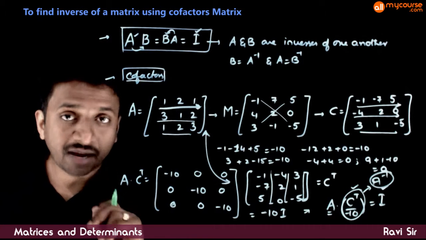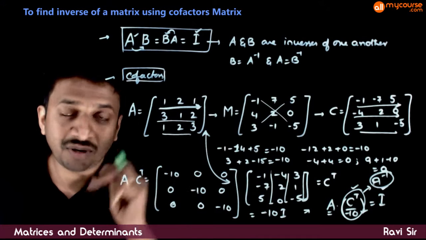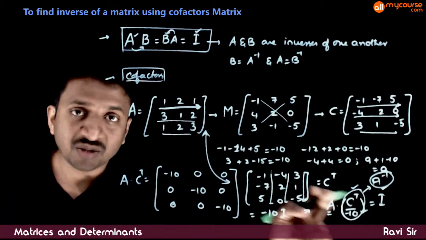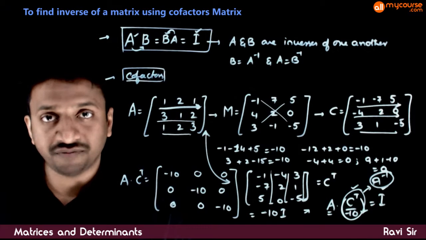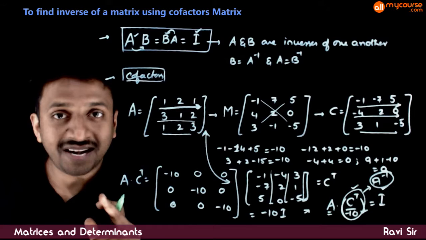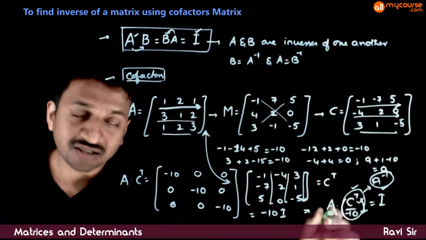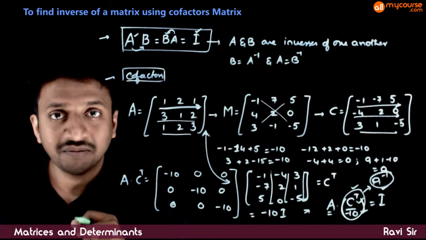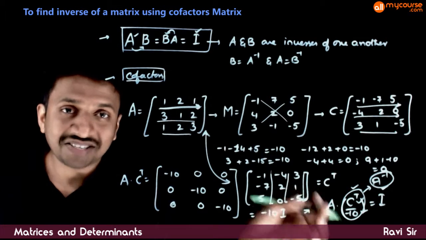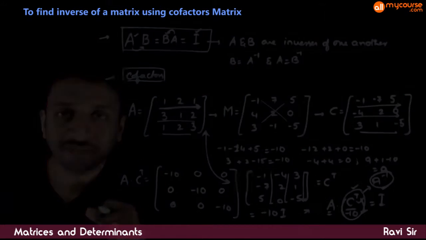And you need to keep track of these numbers. What is minus 10? Minus 10 is nothing but the determinant of this. And C transpose is the transpose of the corresponding cofactors matrix of A. So to find the inverse, it is sufficient if you know the cofactors transpose matrix and the determinant of the matrix. So let us try to do the same process in a general way.